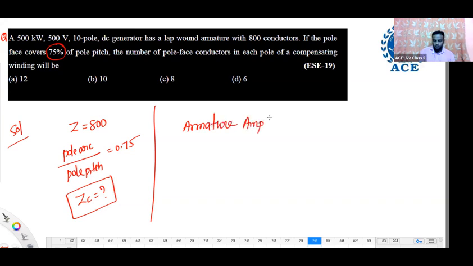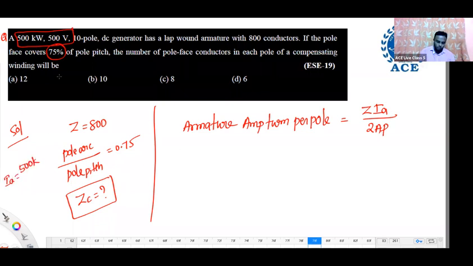Okay, so calculate first the armature ampere turns per pole. How much is it? ZIA by 2AB. Okay, ZIA by 2AB. What is Z given? IA is not there. Use this power and voltage. Calculate IA first. IA equals 500 kilowatts divided by 500 volts. What is the IA? 1000 amperes.